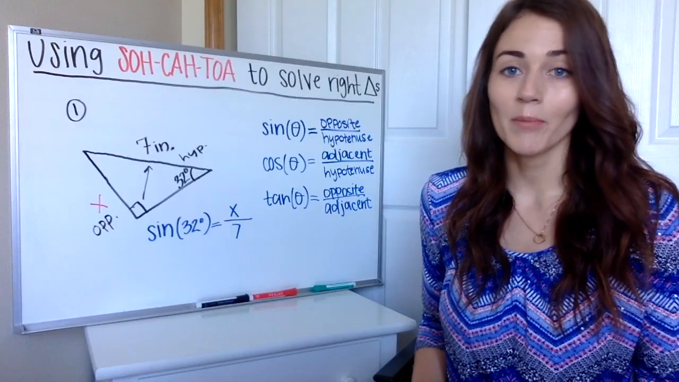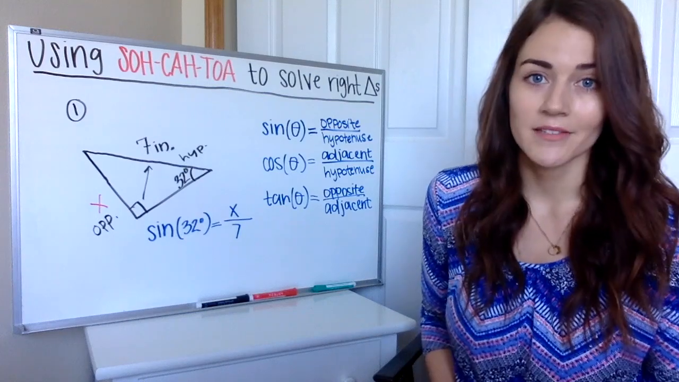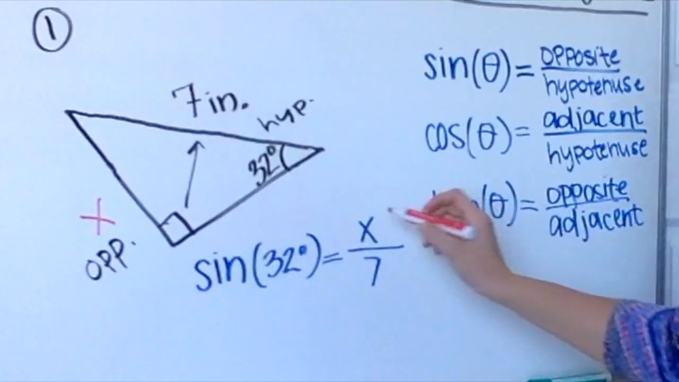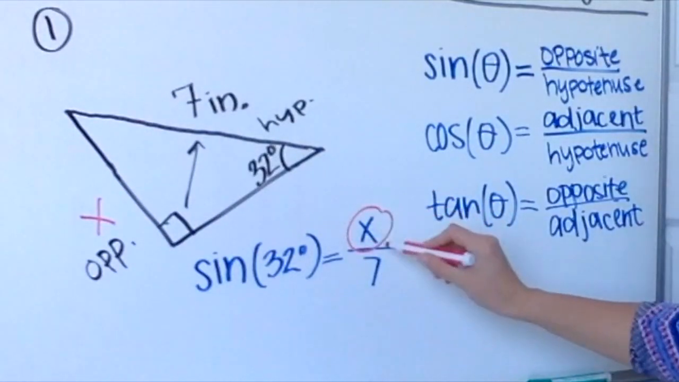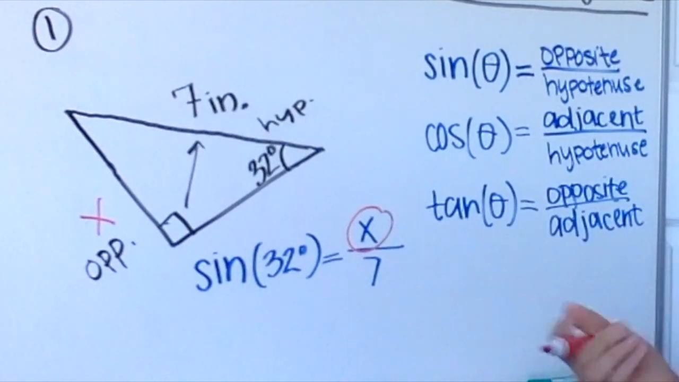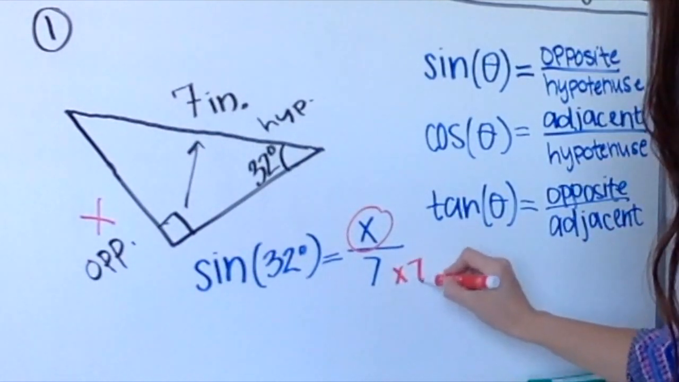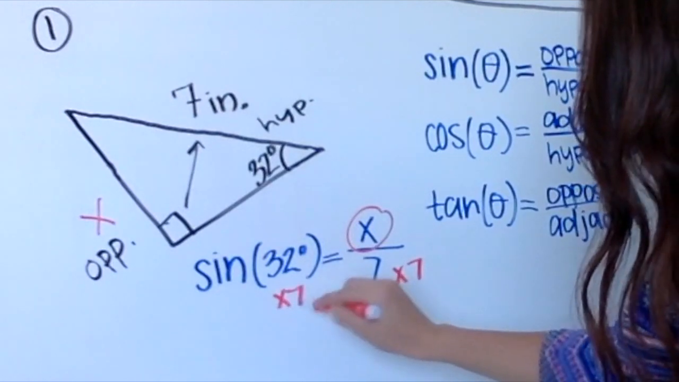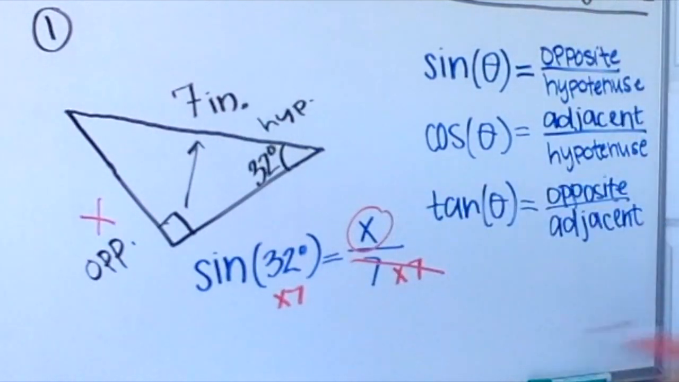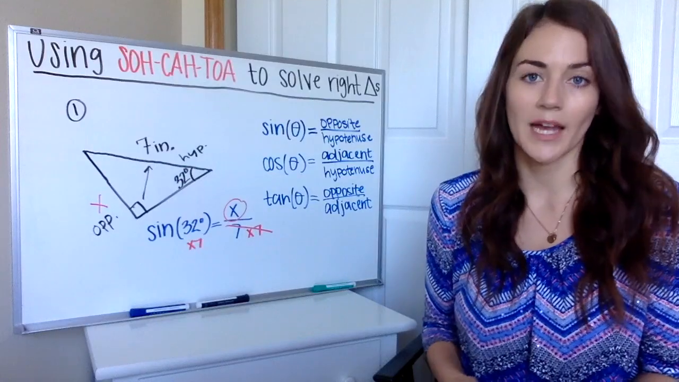Once you have it set up, it's as easy as solving for x, right? We've been doing that in algebra forever. I'm trying to solve for x here. I have x divided by 7, so to get rid of that, we're going to multiply by 7, so that we would get x equals the sine of 32 times 7.